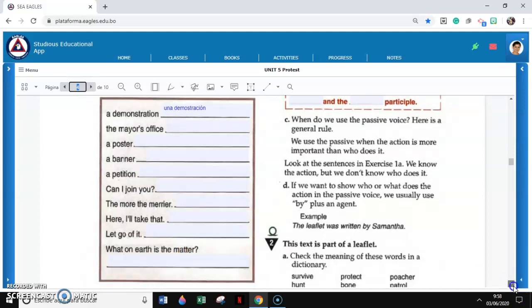What on earth is the matter? If we want to make an interpretation of this question, what on earth is the matter? The right one will be ¿qué demonios es el problema? O ¿cuál es el problema? Okay? So fill in the blanks.